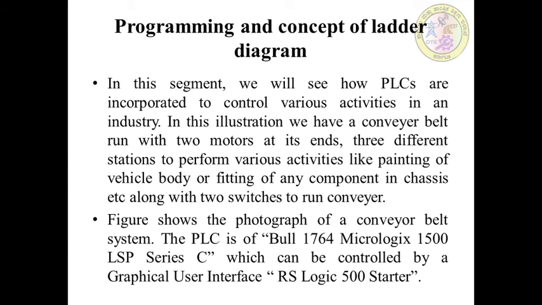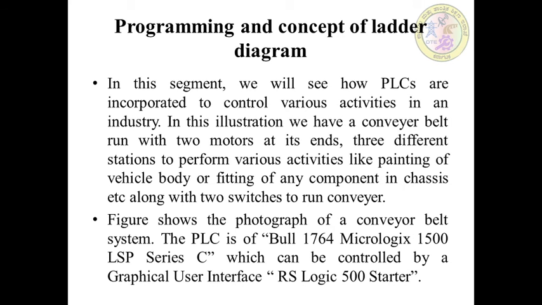In this segment we will see how the PLCs are incorporated to control the various activities in an industry. In this illustration we have a conveyor belt run with two motors at its ends, and three different stations to perform various activities like painting of a vehicle body or fitting of a component, along with two switchings of a run conveyor. The figure shows the photograph of the conveyor belt system.